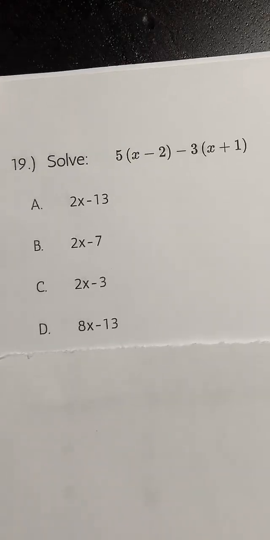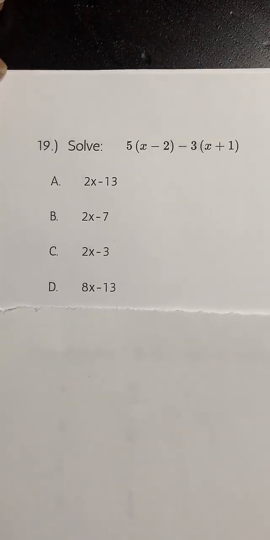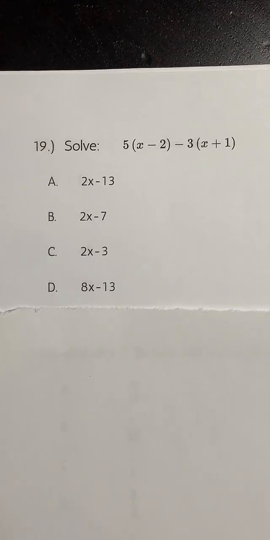It says solve. What do you think you're going to solve for? You're going to solve for x. I've been tutoring most of the morning, so here we go. So we have 5 times (x minus 2) minus 3 times (x plus 1). Now, it's not really going to be equal to anything. We're going to try to simplify this and solve it down to the nitty gritty. So would our answer be A, 2x minus 13, B, 2x minus 7, C, 2x minus 3, or D, 8x minus 13? If you think you got your answer, go ahead and put it in.